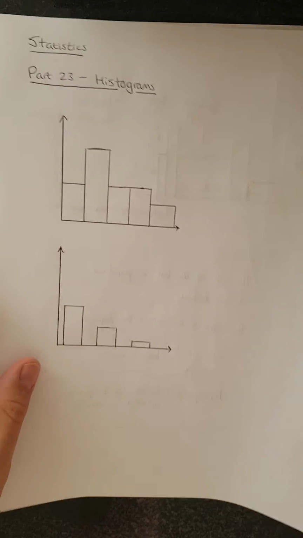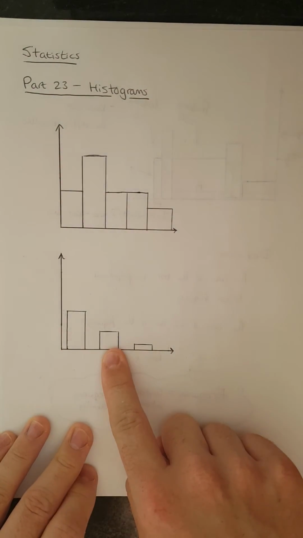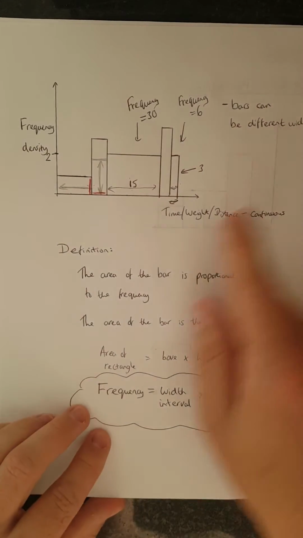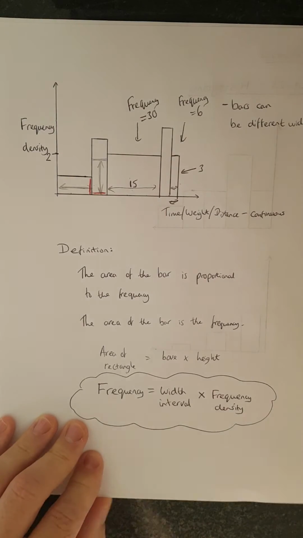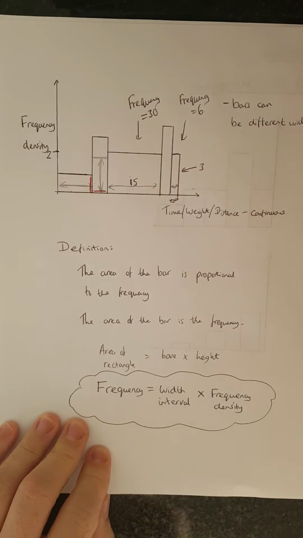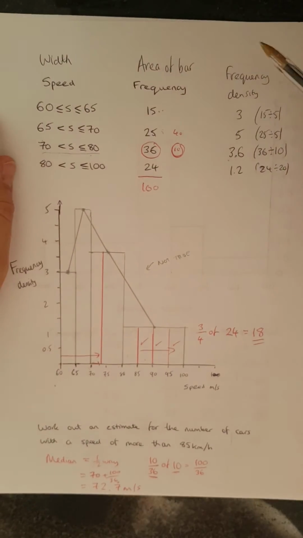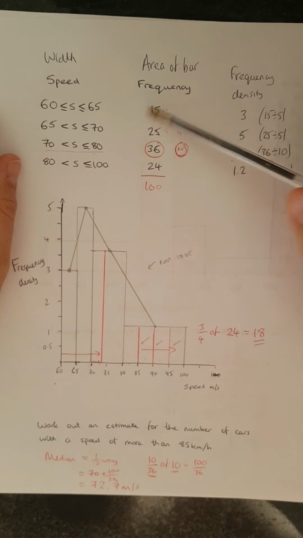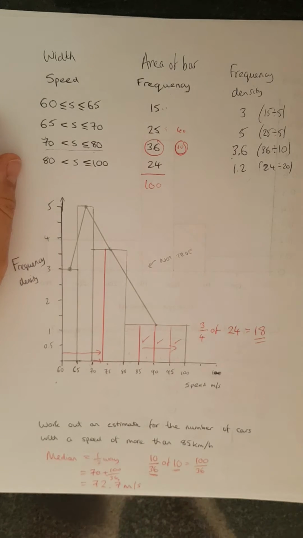So, recapping histograms now. Histogram, bar chart. The frequency is the area of the bar. And the frequency is the width times by the height, which we call the frequency density. We can use the frequency and the width to calculate the frequency density using that equation.